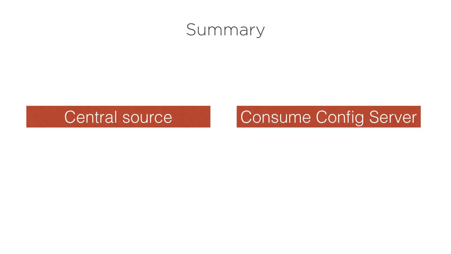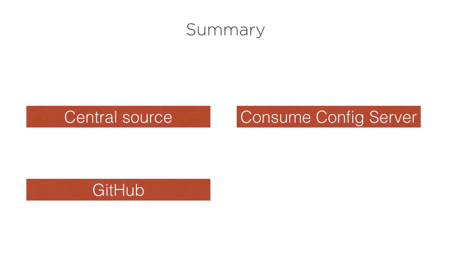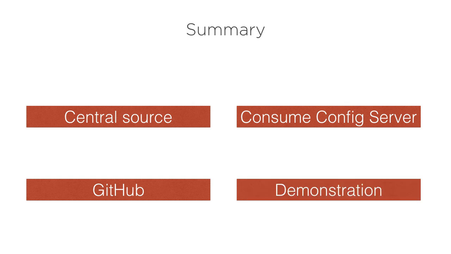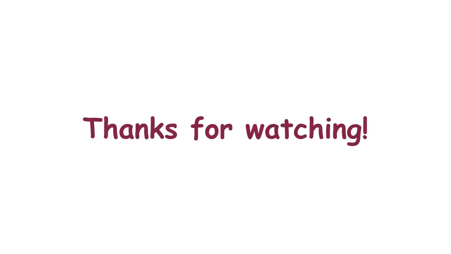In this video, we saw how the config server provides a central source of configuration for properties. We converted our application to use the config server by using the Spring Cloud config client dependency, added a property file for the app to GitHub, and then demonstrated that it was able to contact the config server and work seamlessly. Thanks for watching.